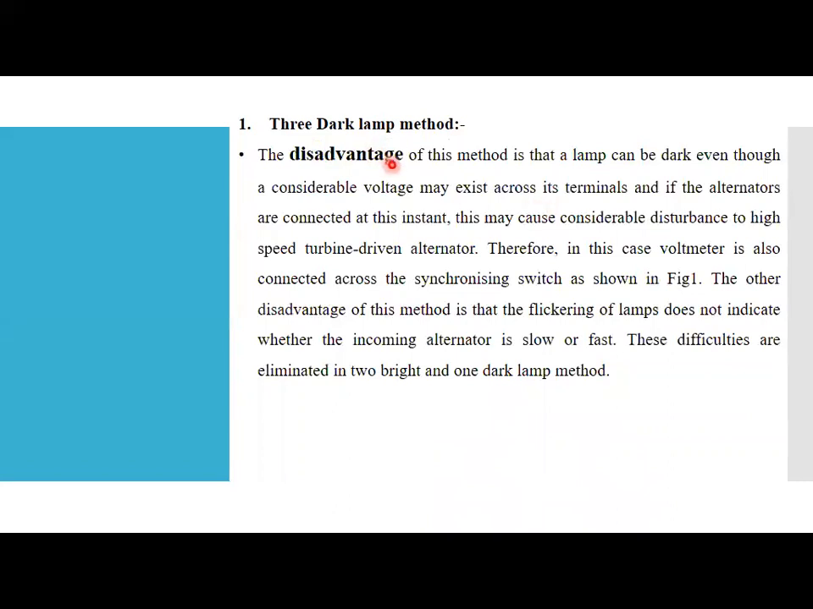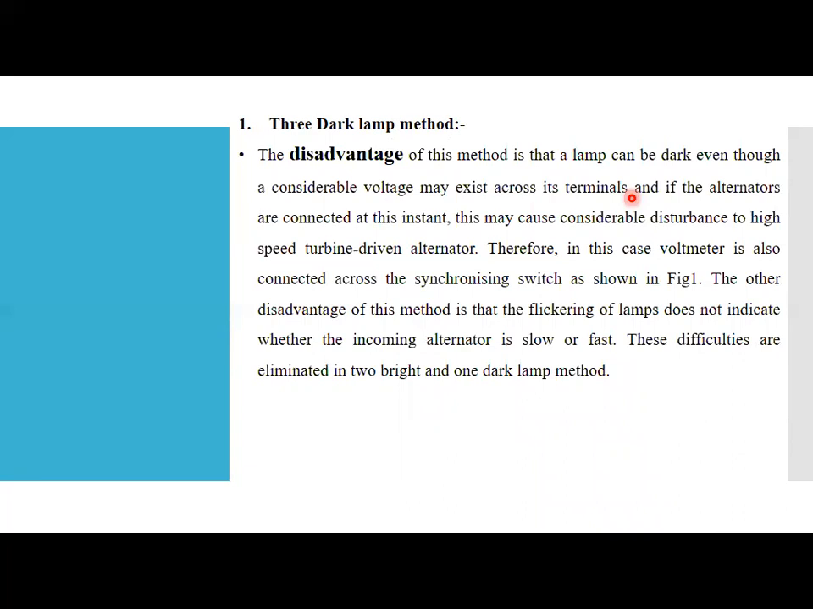Now you can see the disadvantage is that a lamp can be dark even though a considerable voltage may exist across its terminal. If there is some voltage, then also that lamp will be dark, and that is the drawback of this method. So how can we remove this drawback?